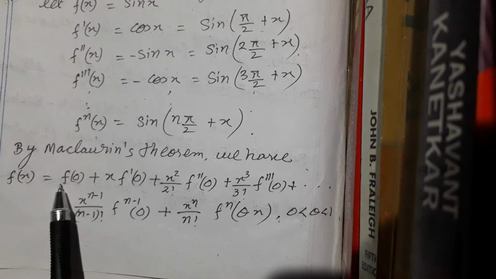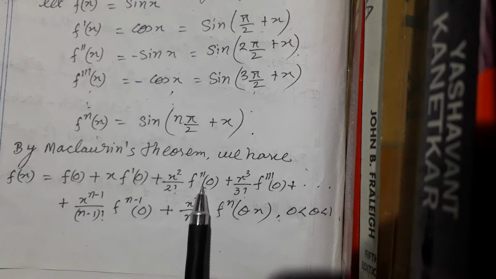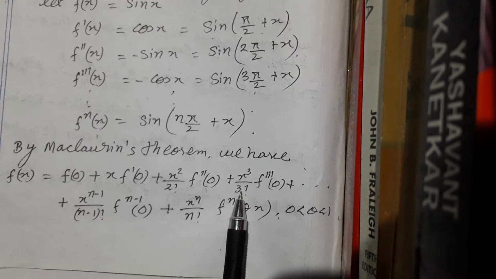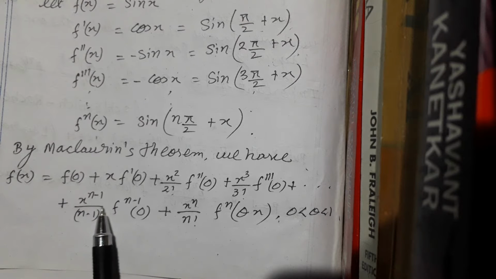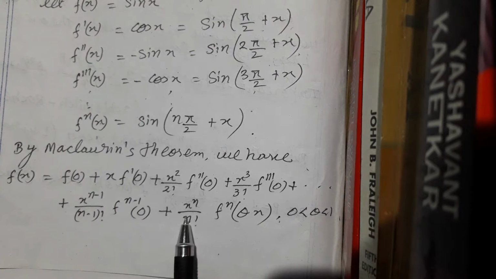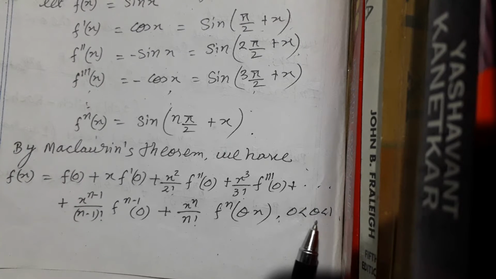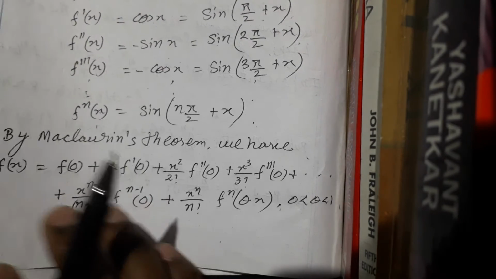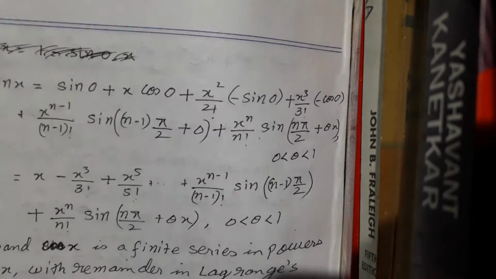So f(x) is equal to f(0) plus x f'(0) plus x squared by 2 factorial f''(0) plus x cubed by 3 factorial f'''(0) plus and so on, plus x to the power n minus 1 by n minus 1 factorial f^(n-1)(0) plus x to the power n by n factorial f^(n)(theta x), where 0 is less than theta is less than 1. So now we are going to substitute the values here.